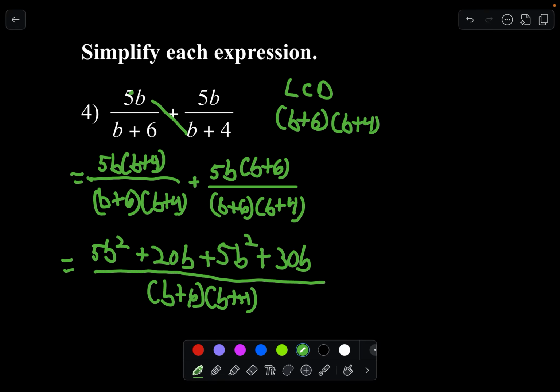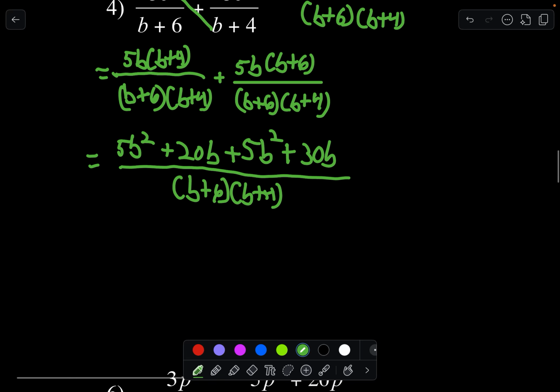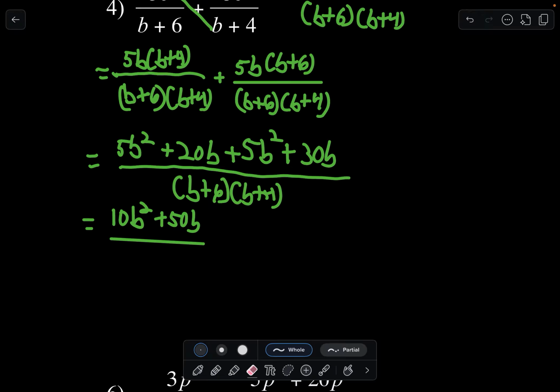Okay? So now, combine like terms. You get 5b squared plus 5b squared is 10b squared. 20b plus 30b is 50b. All over b plus 6 and b plus 4. That's hard to tell, but that's a 4. Okay? And that is the result.